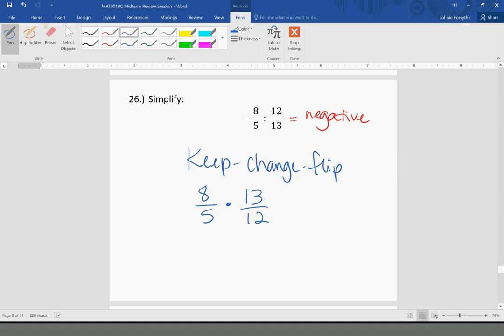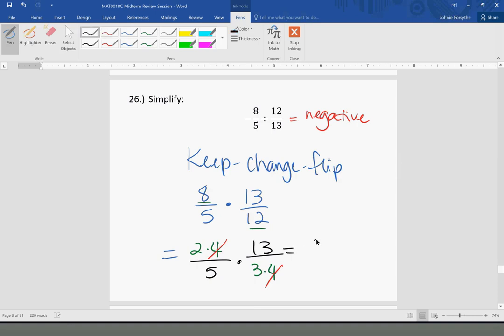I like to find common factors first to factor out before I multiply across. Because if you multiply across so early, you're going to end up with bigger numbers to deal with. So what I like to do is look at my numbers and say, okay, I can write 8 as 2 times 4. I can write this 12 as 3 times 4. And the reason why I'm doing that is because now I can cancel out the 4.